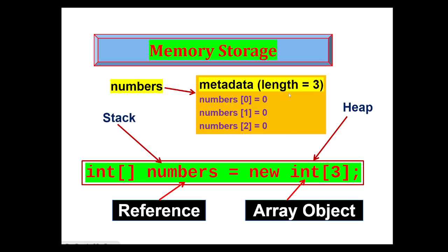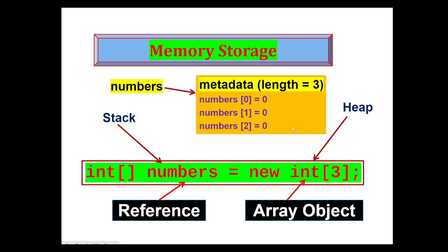What all things can we store inside the heap alongside the integer values? First we will store integer values based on the length. We have 3, so we will create 3 integer values like numbers[0], numbers[1] and numbers[2]. Each one is initialized with 0 because we have not explicitly assigned any values, so by default it will assign 0.